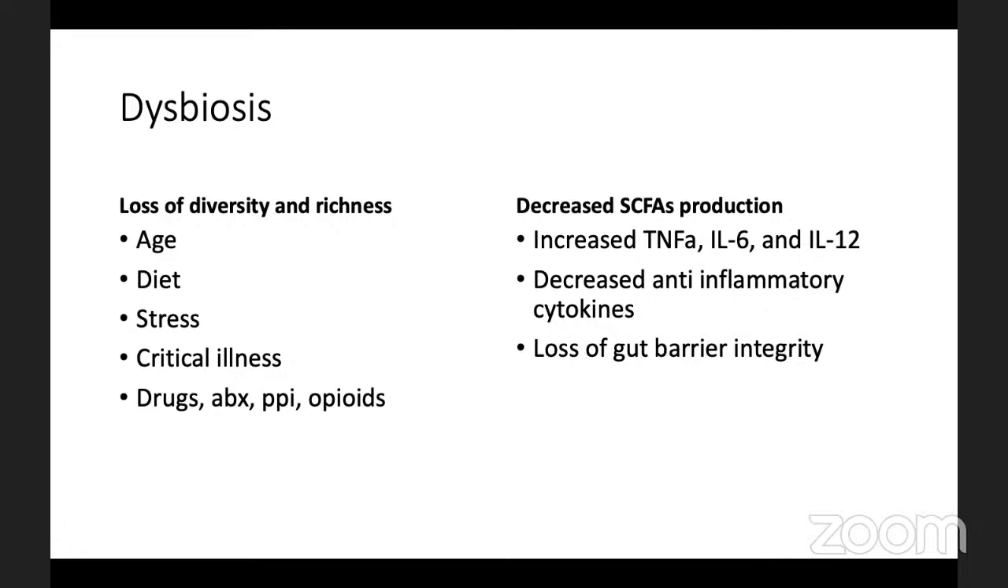Stress is associated with release of cortisol, disruption of the enteric nervous system, release of epinephrine, formation of lactate, and it also plays an important role in the disruption of your gut microbiome. So critical illness, we're going to talk about it.